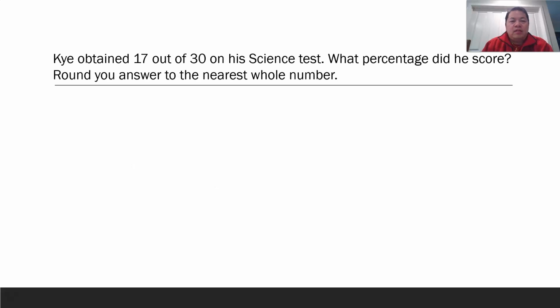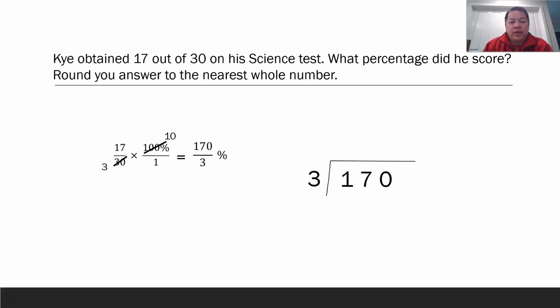Carl obtained 17 out of 30 in his science test. What percentage did he score? Round your answer to the nearest whole number. So 30 is the base because there are 30 questions in the test. So 17 out of 30 times 100%, simplify, you get 170 over 3. When you divide again, you have 56 remainder 2, and you have 56 and 2/3. Remember 2/3, because half of 3 is 1.5, so 2 is greater than 1.5. That's why you round up your answer to 57%. Okay, let's move on.